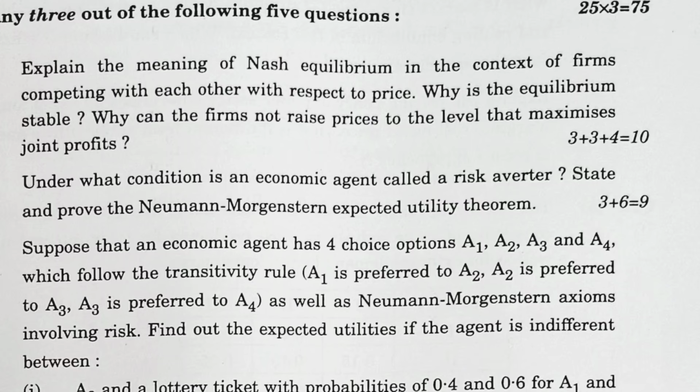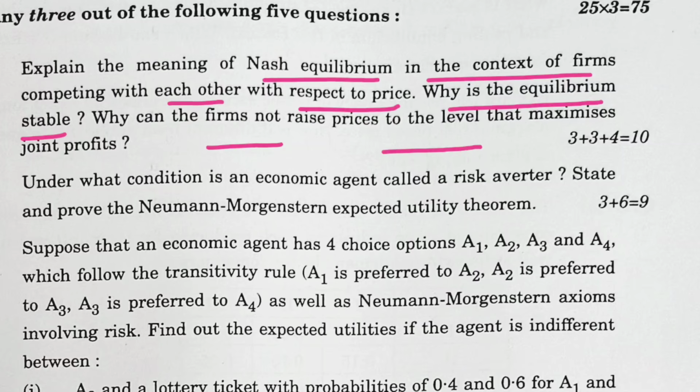The next question is to explain the meaning of the Nash equilibrium. It is a situation where every player chooses its optimal strategy given that other players have also chosen their optimal strategy. It is to be explained in the context of firms competing with each other with respect to price. That is the Bertrand model. Why is the equilibrium stable? Why can the firms not raise prices to the level that maximizes the joint profit?